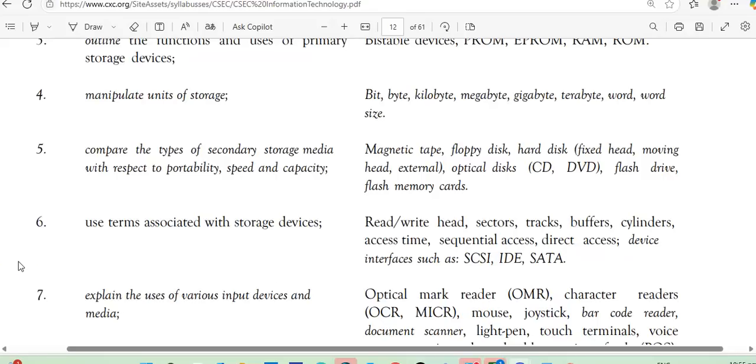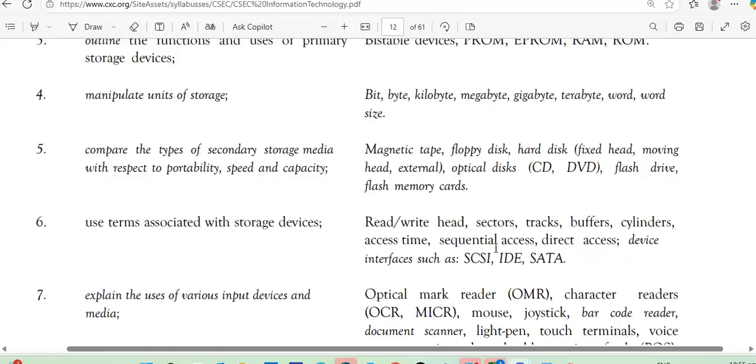Now, device interfaces right here are standards that define how storage devices communicate with computers. There are three interfaces mentioned in the syllabus. They are the SCSI, which means Small Computer System Interface, an older interface standard that was widely used for connecting storage devices to computers.